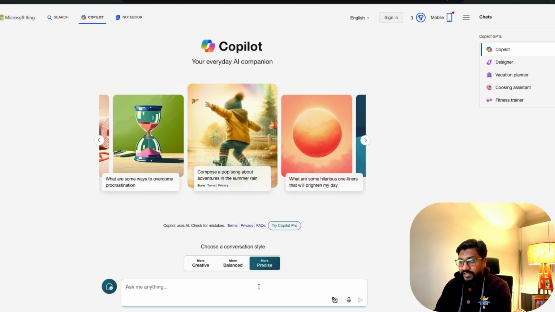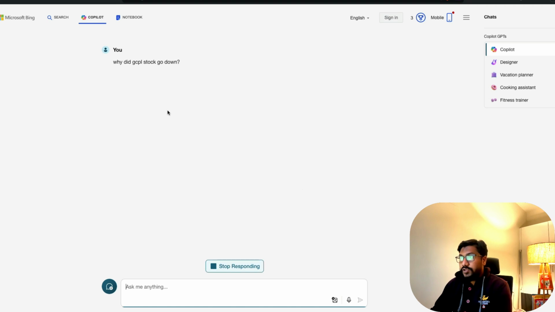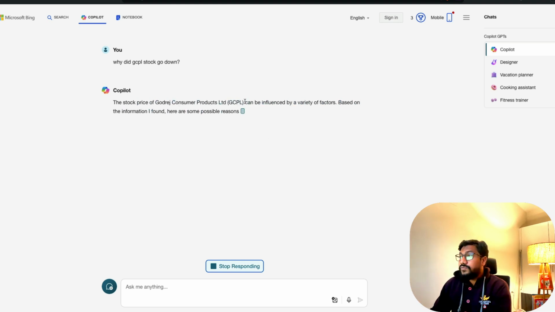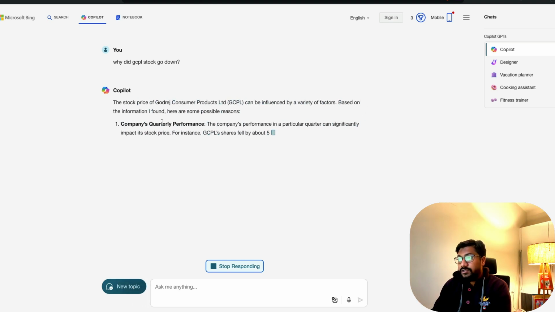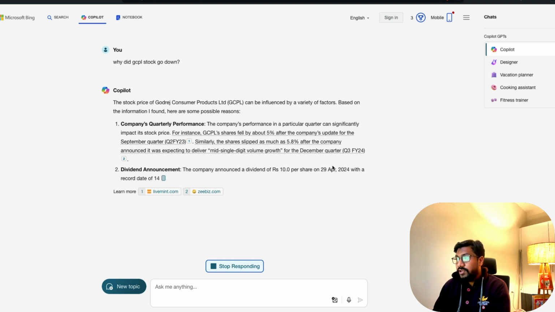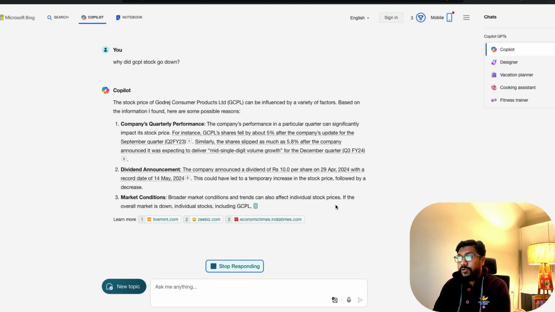So I'm going to select more precise. Why did GCPL stock go down? Let's ask this question and you can see that it is answering. And I've selected the more precise option, which means the temperature is zero or whatever the settings that you have got. The stock of GCPL was influenced by various factors. Company's quarterly performance, cool, and it refers to a quarter that is Q2 FY23, the dividend announcement, okay, and market conditions, broader market conditions and trends.